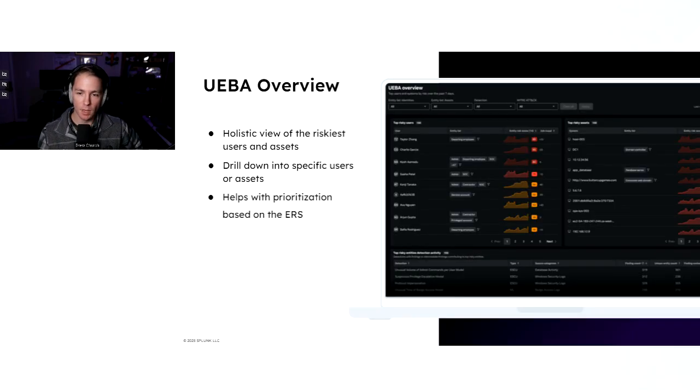UEBA brings in some additional dashboarding and workflow for those types of insider threat as well as anomaly detection use cases. You can go look at the riskiest users and assets. You can drill into those. And then there's this whole really cool feature that we're bringing to all customers inside of Enterprise Security called entity risk scoring. ERS is a key one of the key inputs to ERS is UEBA detections, but the ERS itself will be available in Enterprise Security 8 in a soon-to-be released version.